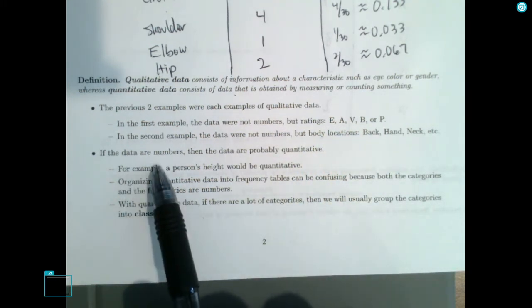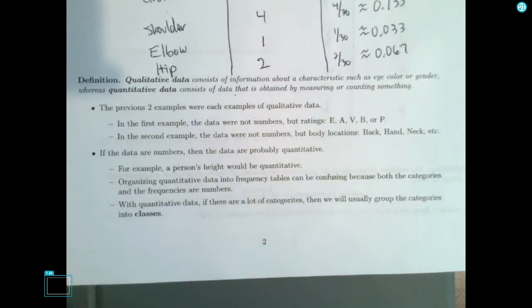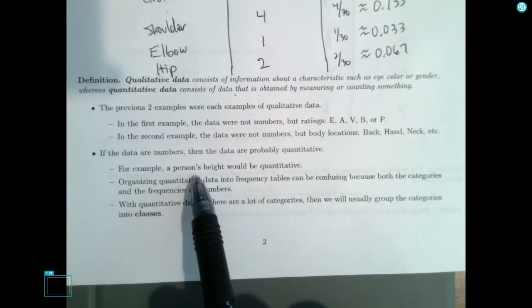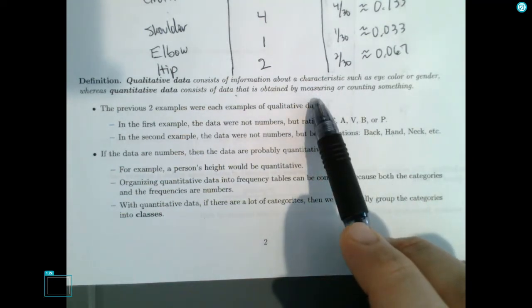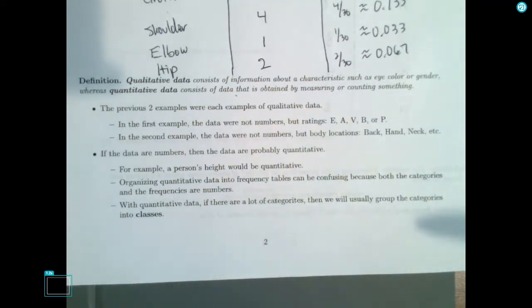If the data are numbers, then the data are probably quantitative. So for example, a person's height would be quantitative, right? If you went out and surveyed a bunch of people, asking how tall are you, and some people say, I'm 63 inches tall, I'm 72 inches tall, then what they're reporting to you are numbers, right? 63, 72. That's called quantitative because you get that data by measuring their heights. So if you get the data by measuring or by counting something, then it's quantitative.